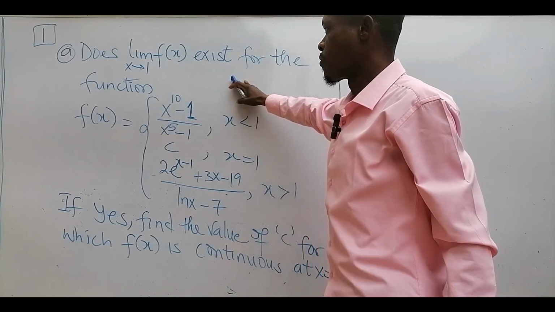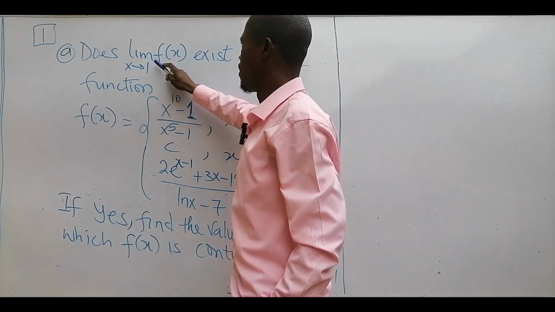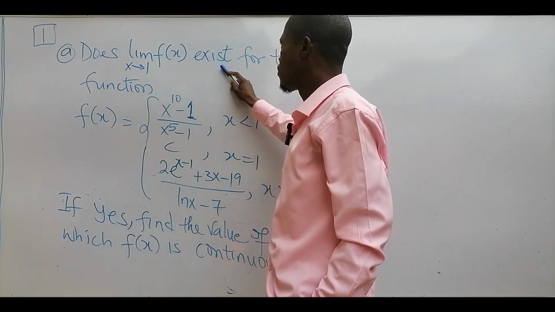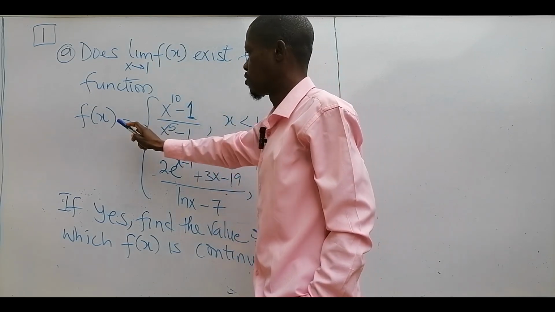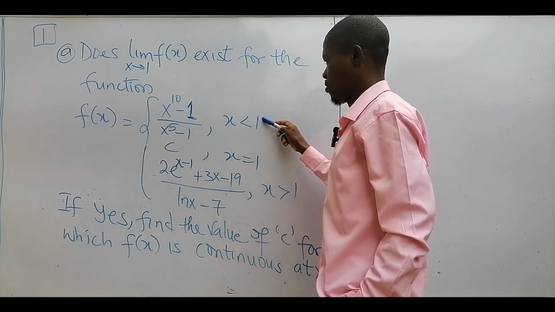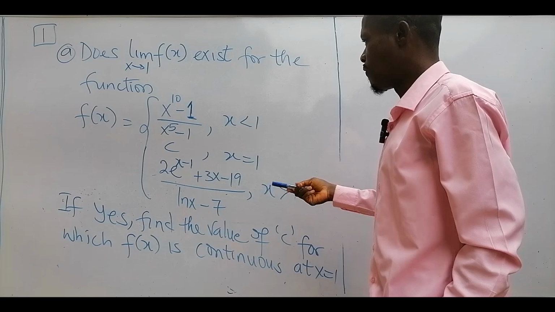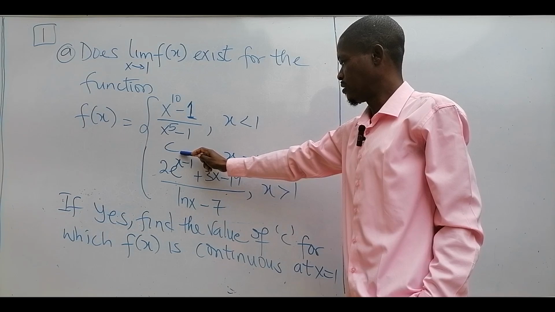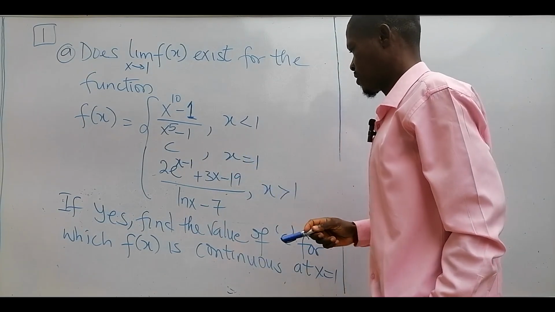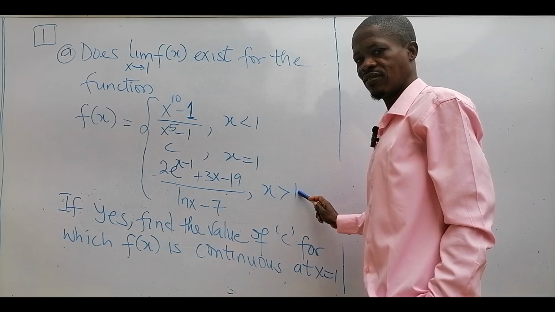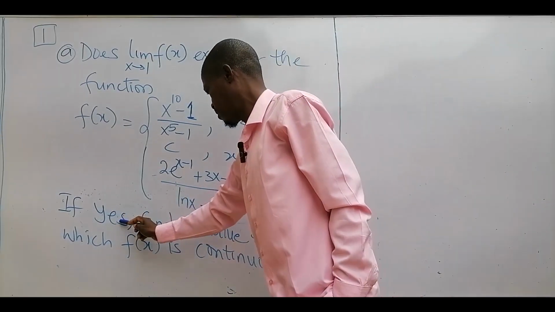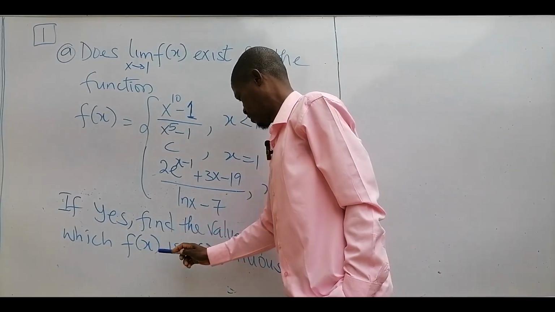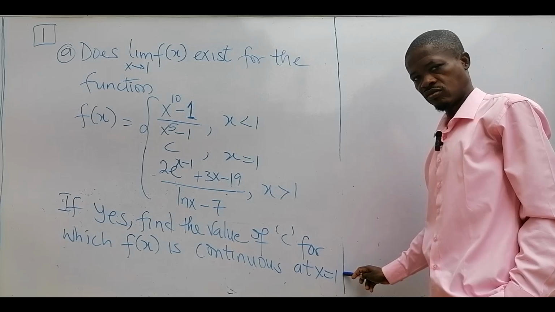Yeah, question one. We have that the limit of f of x as x tends to 1 exists for the function f of x. These are the functions with the condition given. For the first function, x is less than 1. For the second function, c, x is equal to 1. And for the third function, x is greater than 1. So if yes, find the value of c for which f of x is continuous at x equal to 1.